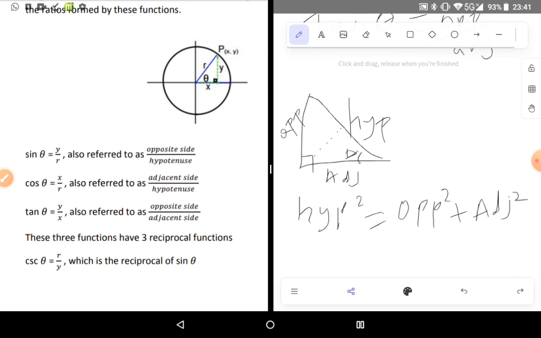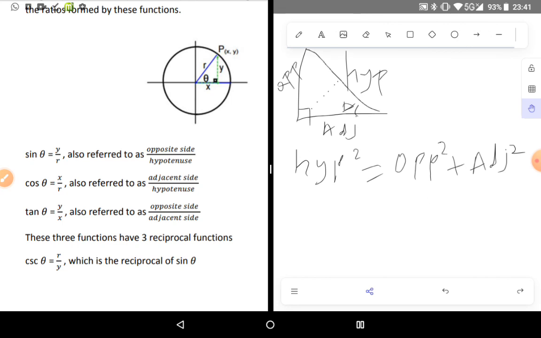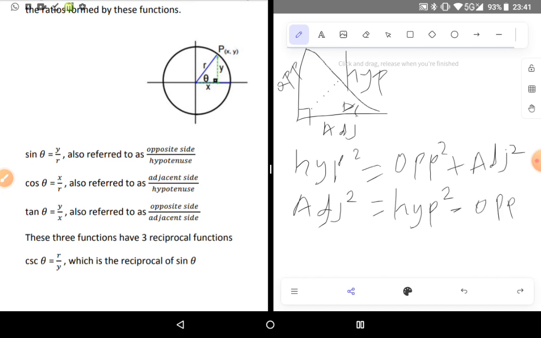So this also means that when we are looking for any other side other than the hypotenuse, what we just do is to make that side the subject of the formula. Let's say for instance, we are looking for the adjacent. It's going to be adjacent square equals hypotenuse. Hypotenuse is the longest side, so we put it first. Hypotenuse square minus opposite square.